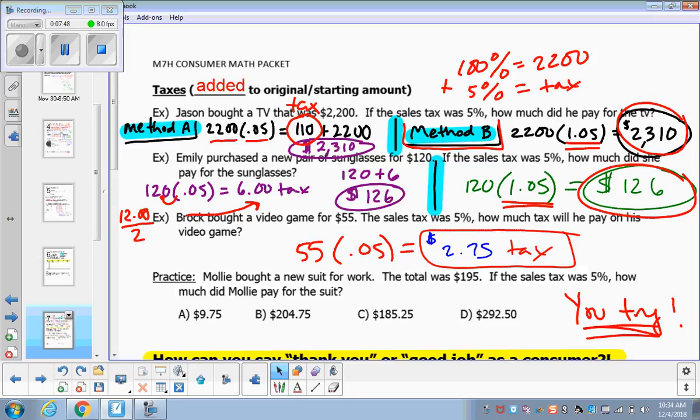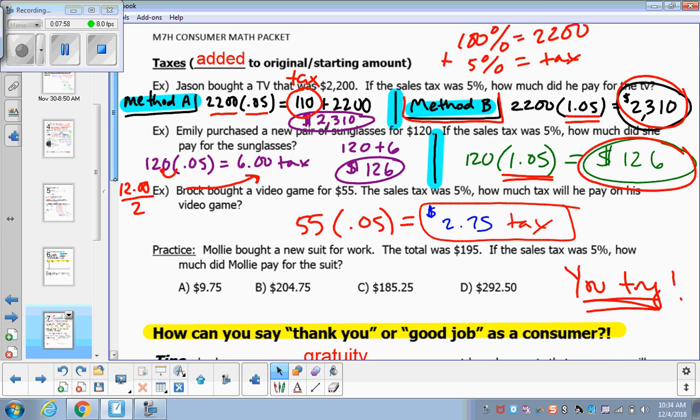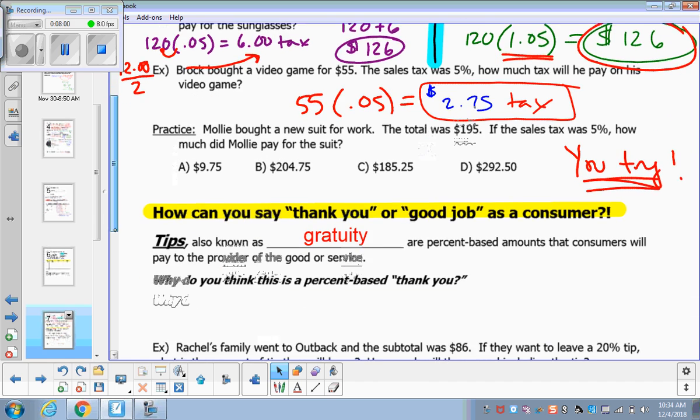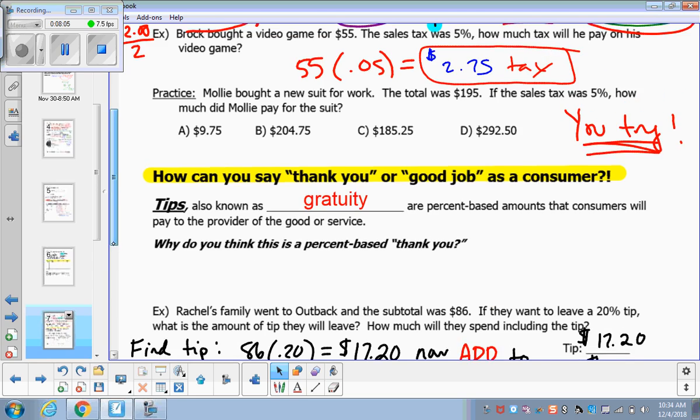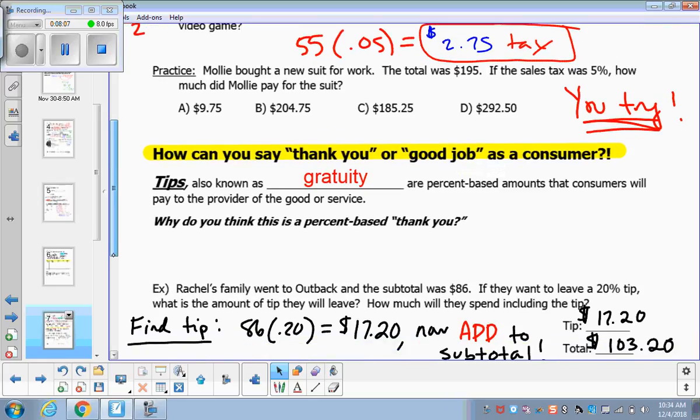Now there's a practice problem that I'd like you to try on your own. Hopefully through the 3 examples, you've learned how to calculate sales tax and find the total price of something. After you try that one, you can resume the video and we can talk about gratuity. So hit pause if you need to finish the practice problem and then move on with me.